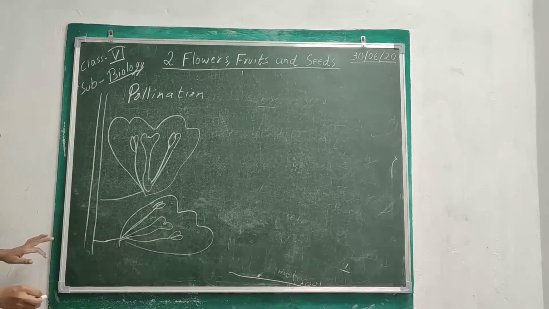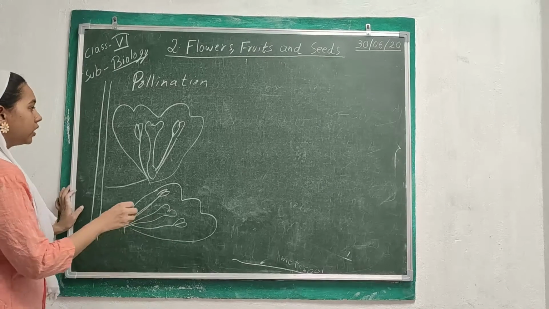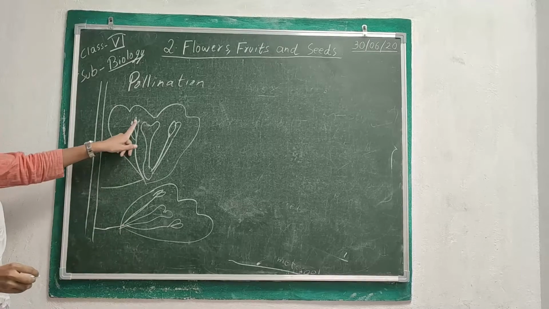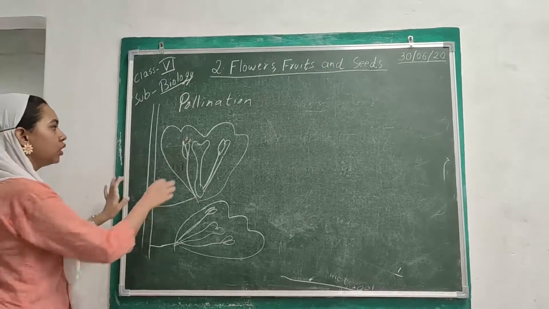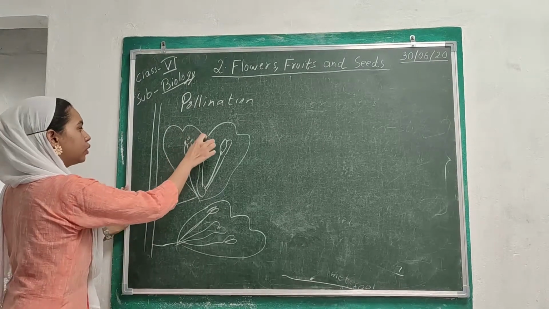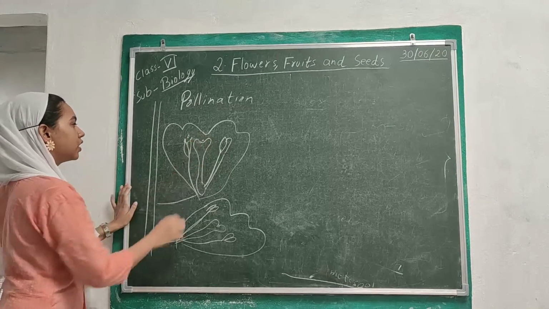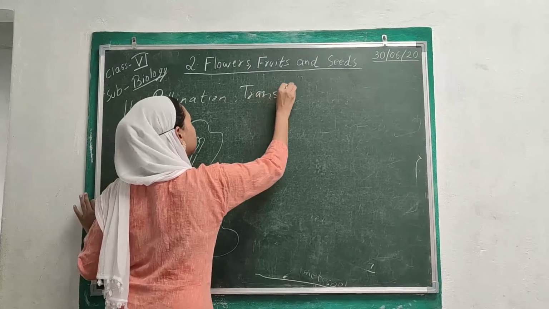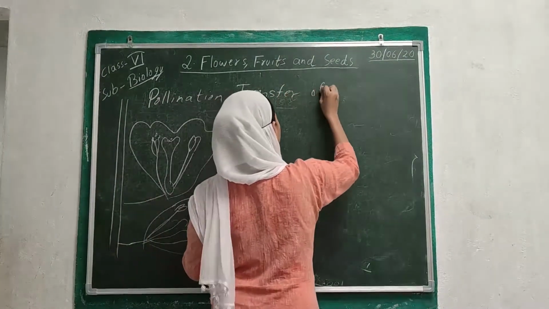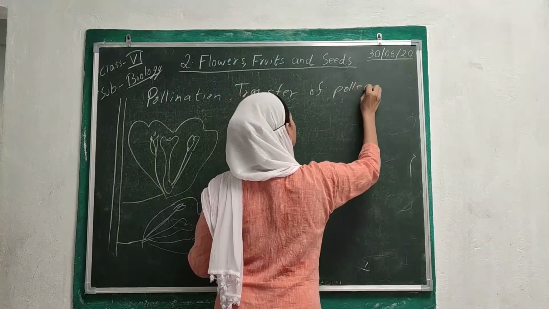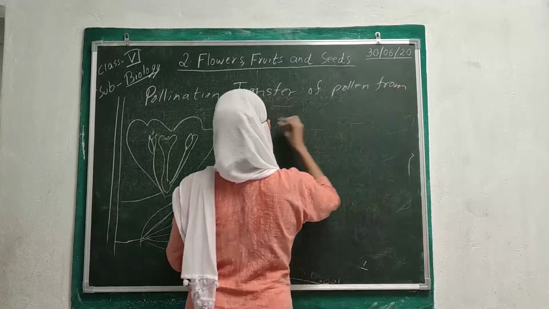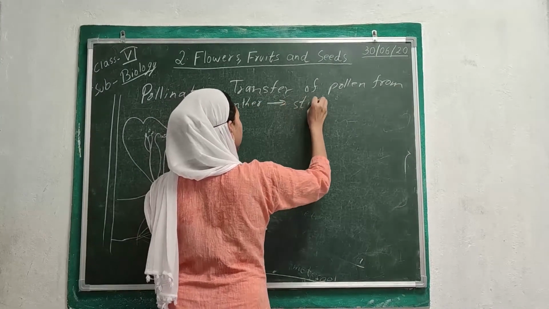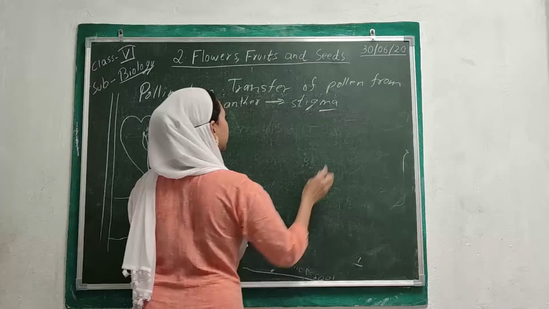Fine. Now what happens in pollination? The anther was making pollen grains. So the transfer of the pollen grains from the anther, that is the male reproductive part, to the stigma here, is known as pollination. That means this is the transfer of pollen grains from the anther to the stigma. Okay, this process is known as pollination.